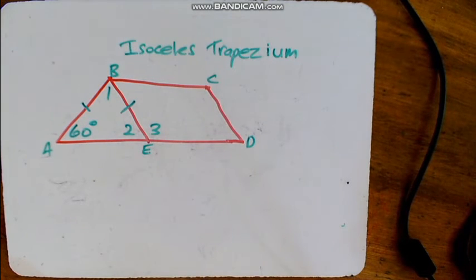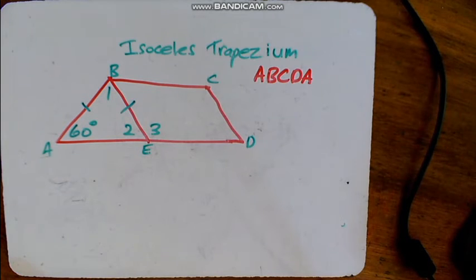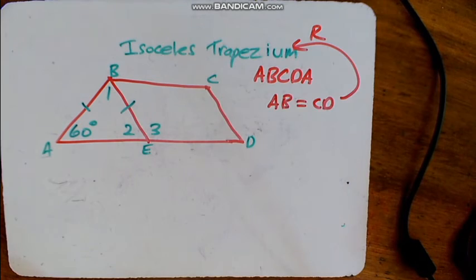Given the isosceles trapezium A, B, C, D. This is an isosceles trapezium. So all the way from A back to A will be an isosceles trapezium. And something special about an isosceles trapezium is that the two outermost edges, that is AB and CD, are equal. And so AB is equal to CD because it's an isosceles trapezium. Right, we also know that there is one pair of parallel sides for an isosceles trapezium.